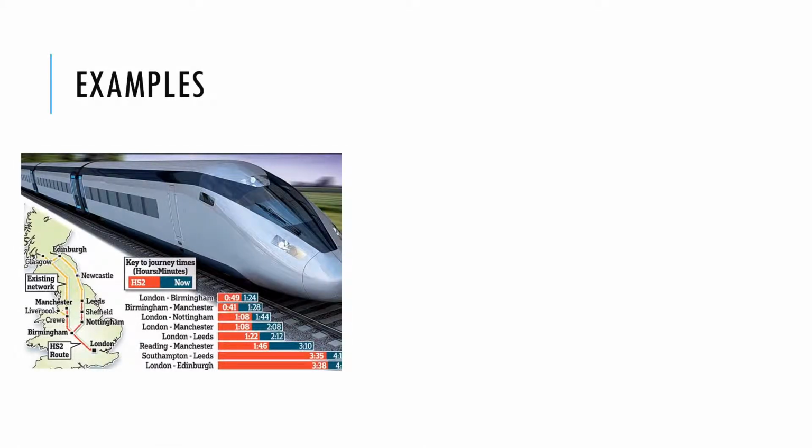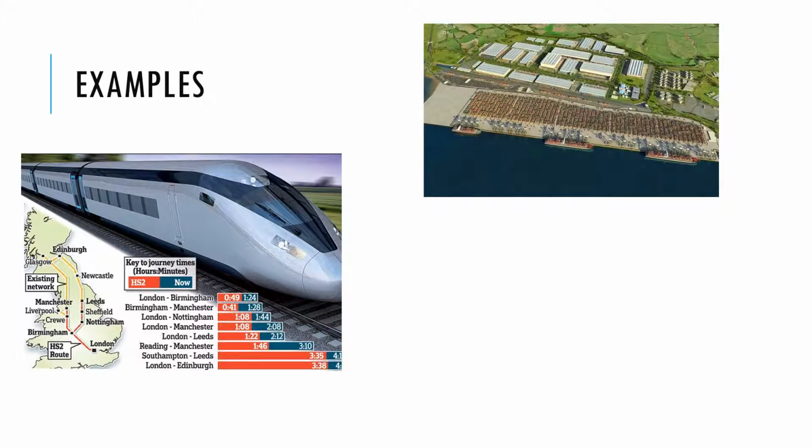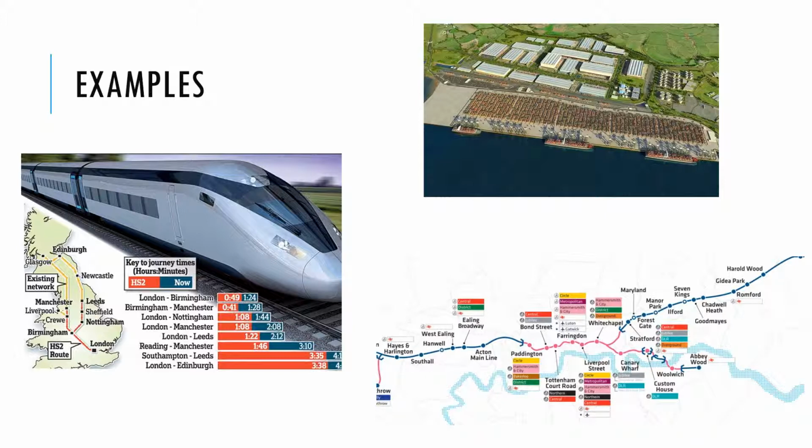High-speed rail 2 would be an example of an interventionist infrastructure policy. So with the Thames Gateway, a large-scale port in southeast of England. And also Crossrail, which is currently being built connecting west to east in the southeast. This would be interventionist infrastructure projects. Businesses could take advantage of this, and the potential output of the economy could grow. AS would shift to the right.